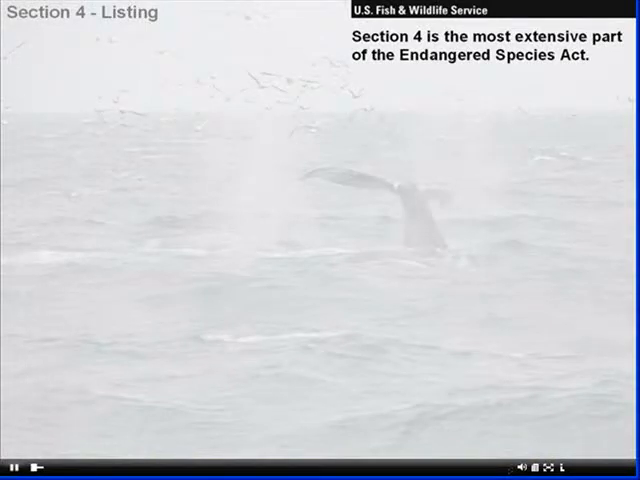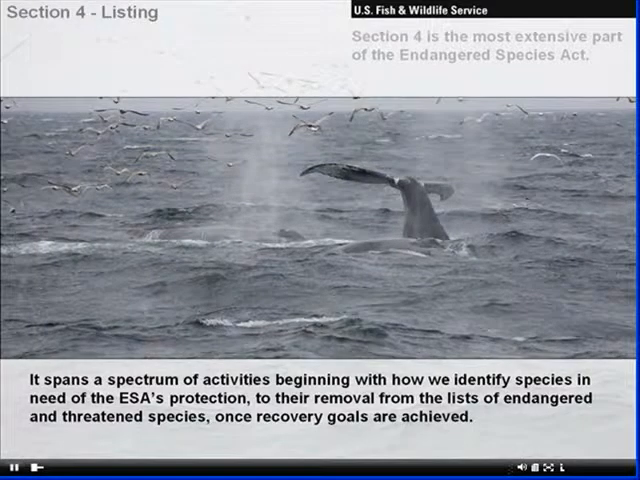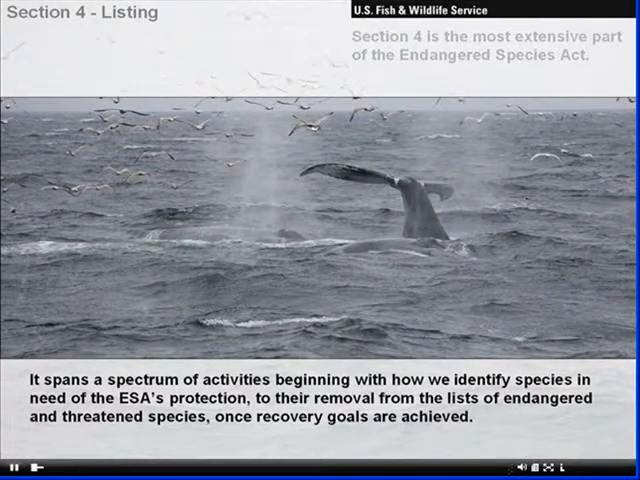Section 4 is the most extensive part of the Endangered Species Act. It spans a spectrum of activities beginning with how we identify species in need of the ESA's protection to their removal from the lists of endangered and threatened species once recovery goals are achieved.